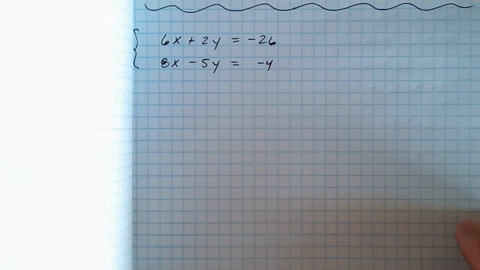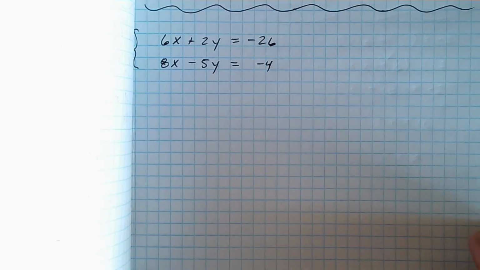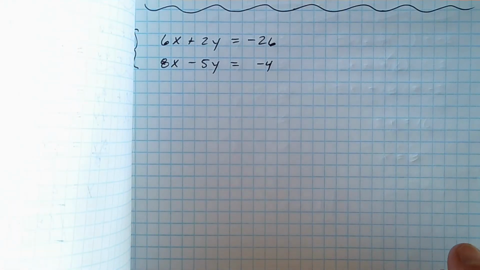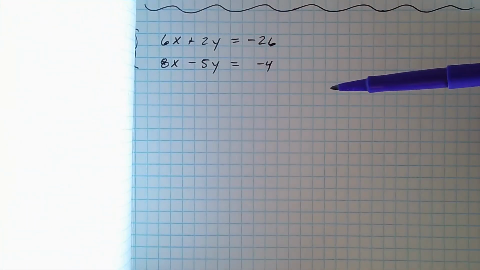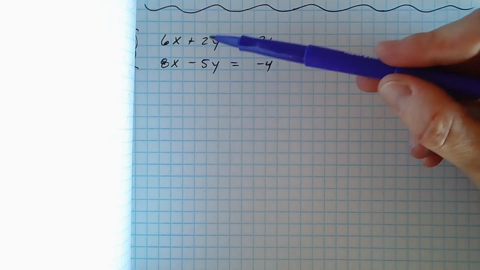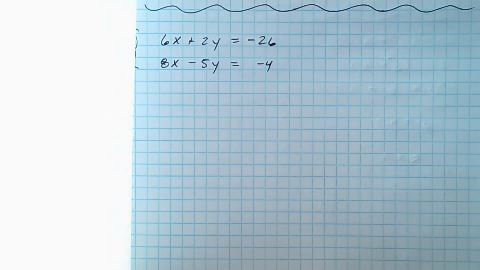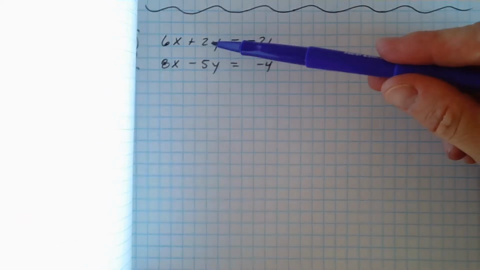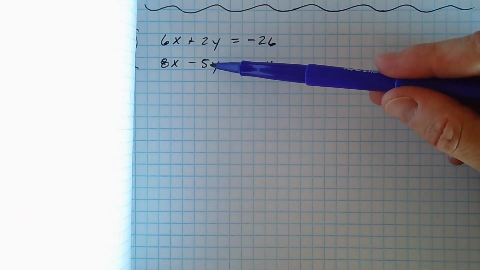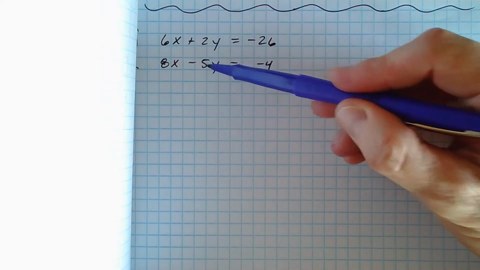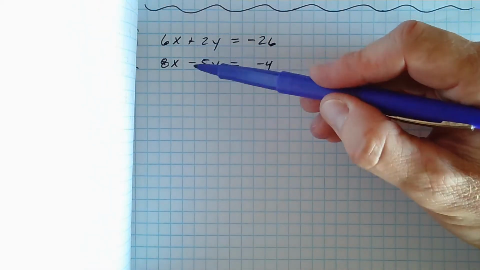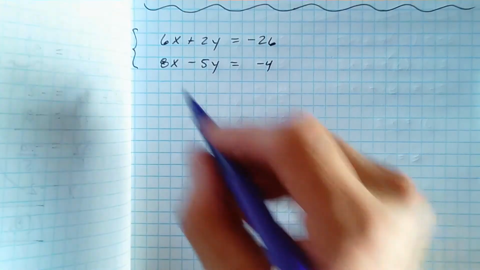All right, this is going to be our last example today. It's going to be 6x plus 2y equals negative 26, and 8x minus 5y equals negative 4. And you'll probably notice just by inspecting this that I can't just multiply either of these equations and get an opposite, right? I can't multiply this 2 right here by something to get the opposite of negative 5. So what I'm going to do is multiply by the least common multiple of 2 and 5. And I'm going to choose the 2 and the 5 because this one's positive and that one's negative.